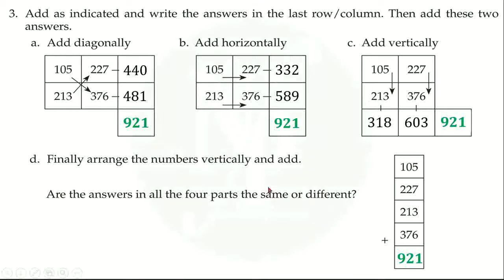ಸೊ ಈ ಎಲ್ಲ 4 ಪಾರ್ಟ್ಸ್ ಎ ಬಿ ಸಿ ಡಿ, ಈ ಎಲ್ಲ ಪಾರ್ಟ್ಗಳಲ್ಲಿ ದ ಫೈನಲ್ ಆನ್ಸರ್ ಏನು ಬಂದಿದೆ ನಮಗೆ, ಅದು ಸೇಮ್ ಇದೆಯೋ ಅಥವಾ ಡಿಫರೆಂಟ್ ಆಗಿದೆಯೋ ಅಂತ ಇದೆ ಕ್ವೆಶನ್. ವಾಟ್ ಶುಡ್ ಬಿ ದ ಆನ್ಸರ್? ವಿ ಫೌಂಡ್ ದಟ್ ಆಲ್ ಫೈನಲ್ ಆನ್ಸರ್ಸ್ ಆರ್ ಸೇಮ್, 921. ಸೊ ಯು ಶುಡ್ ರೈಟ್ ಸೇಮ್.